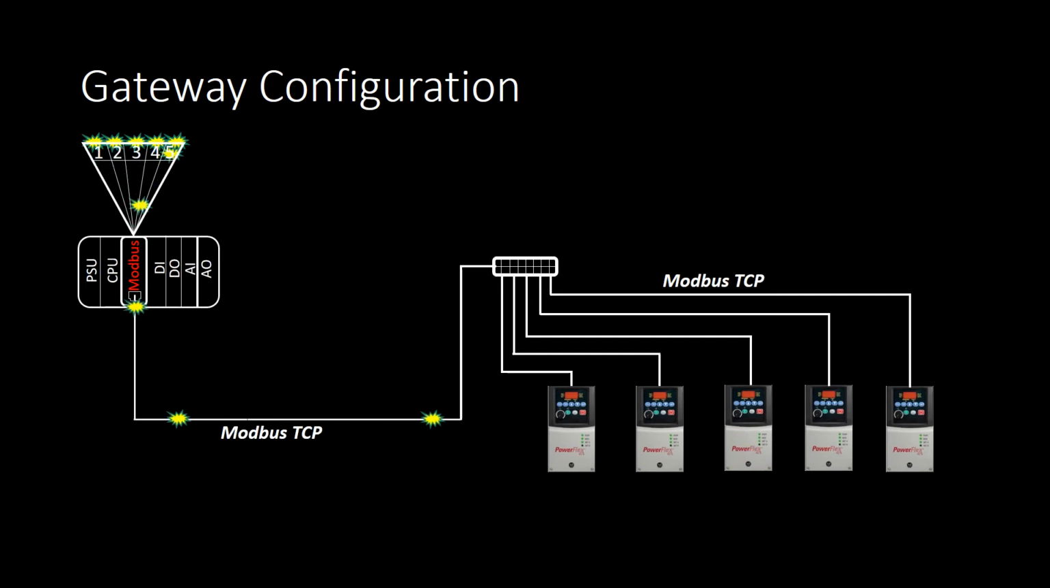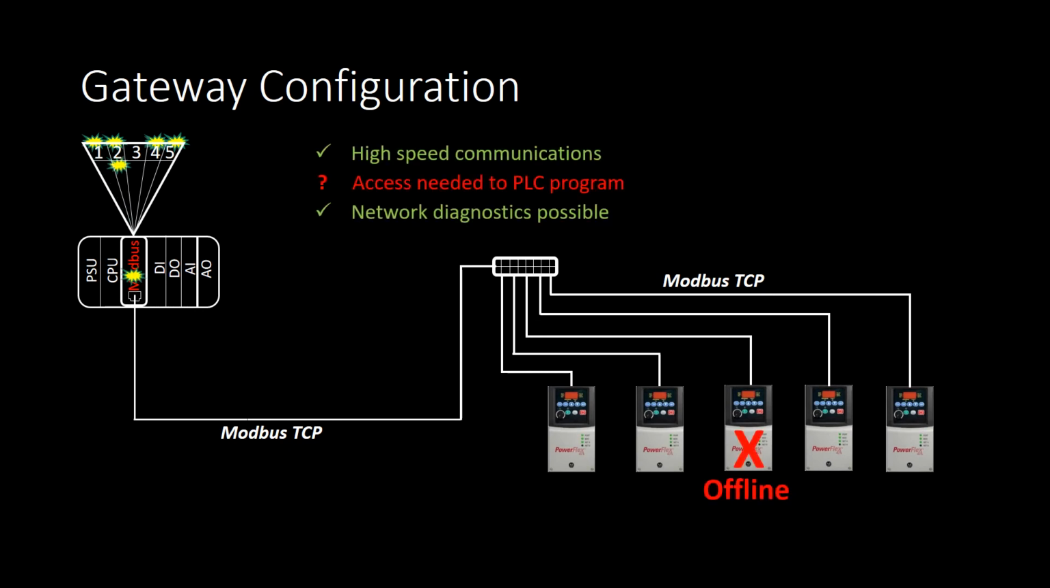Ideally, a gateway can be installed which supports multiple clients so that each drive communicates on its own channel. This allows all clients to communicate without relying on other clients' connections. And these can also be configured as I/O messaging, which ensures high-speed communication but will require access to the PLC program. In this arrangement, if one drive drops out, the communication with all the others is not affected.